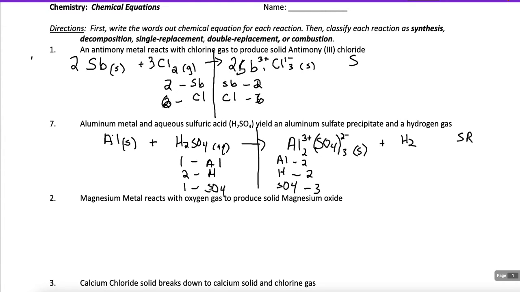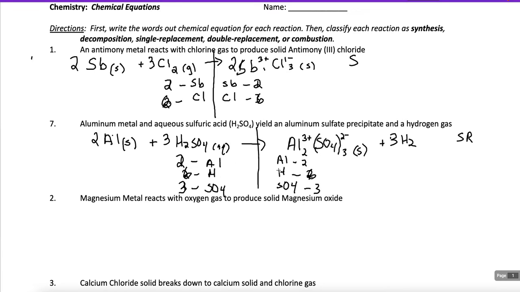I've got 3 SO4s on the right. I'm going to make 3 SO4s on the left by trying a 3 right here. Now it's important to use a pencil because sometimes you have to erase. Okay? Now that gave me 3 SO4s, but now that gives me 6 hydrogens. So I need to make this side 6 hydrogens, so I'm going to put a 3 here. That gives me 6 hydrogens because 3 times 2 is 6. Now everything's fixed except the aluminums. 2 aluminums here. I need 2 over here. So I've got to put a 2 right there.